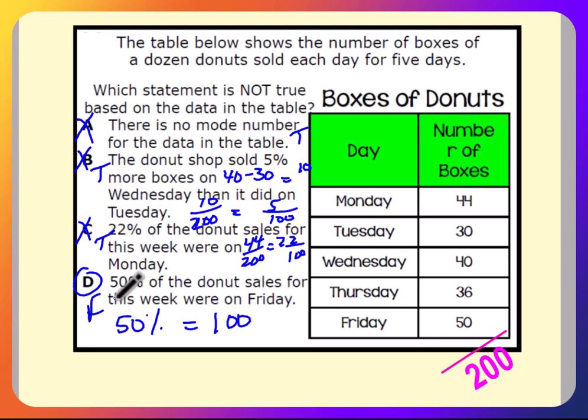22% of the donut sales for this week were on Monday. Well, Monday was 44 out of 200. Divided by 2 to get that 100. You get 22 hundredths, which is 22%. So that was a true statement. And 50% of the donut sales were on Friday. We know 50% of 200 means half of 200, which is 100 donuts. And they didn't sell 100 donuts on Friday. They only sold 50. So that was the false statement.